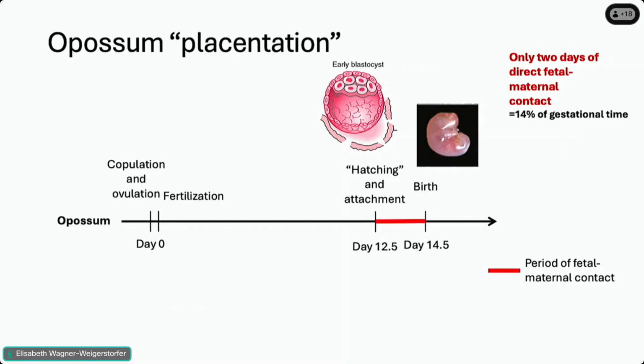So here you see a timeline where copulation happens on day 0, and the whole pregnancy takes about 14.5 days, so only 2 weeks. But for most of this time, the embryo is separated from the mother by an eggshell, an egg covering, and only on day 12.5 is this egg covering lost. The time the fetus is in direct contact with the mother is only 2 days, so it's about 14% of the gestational time.